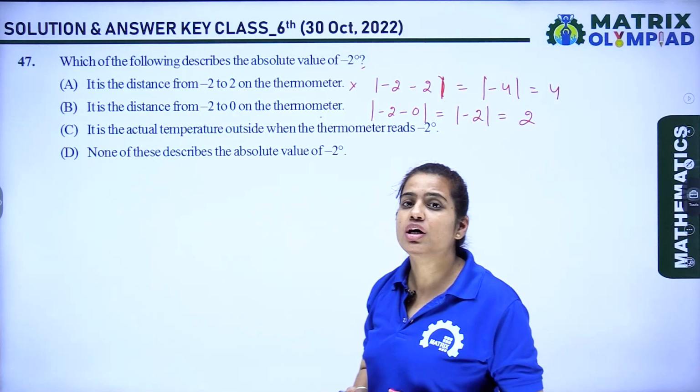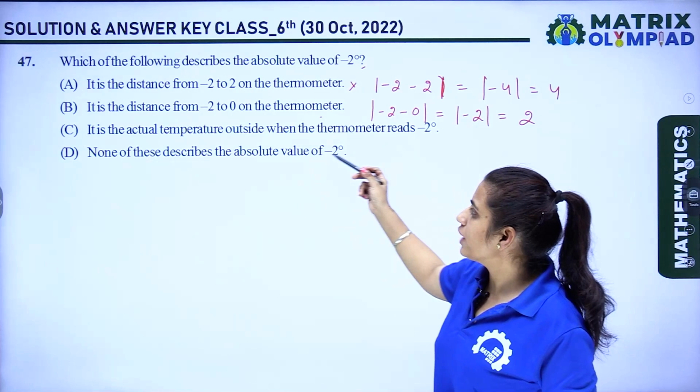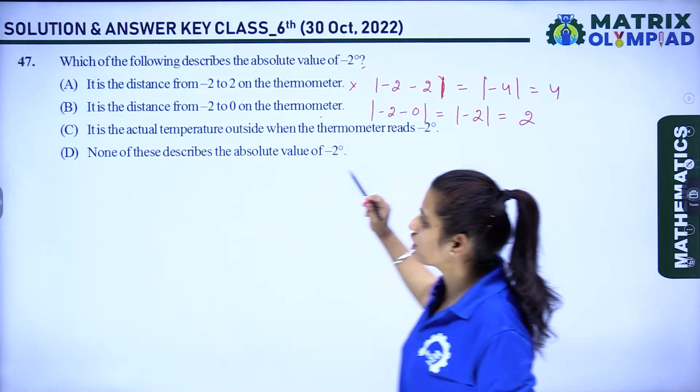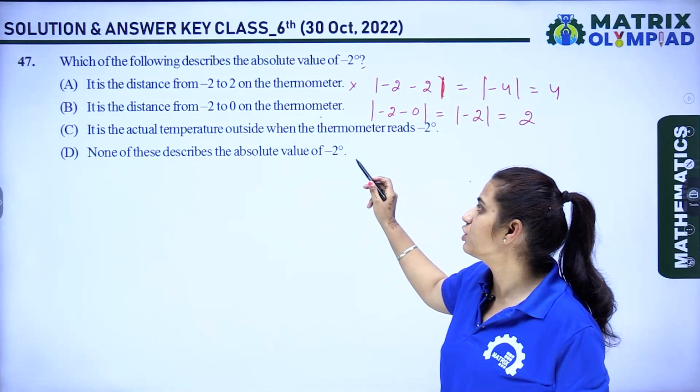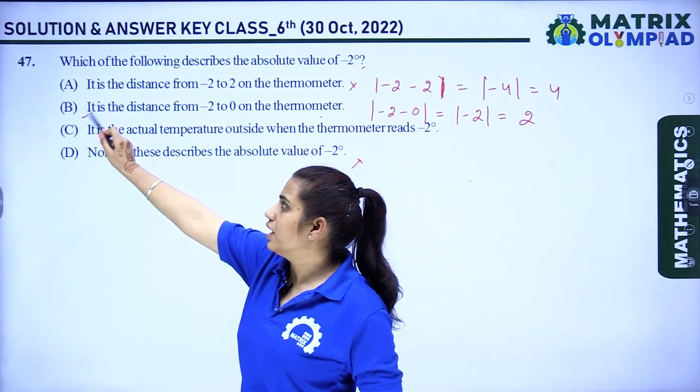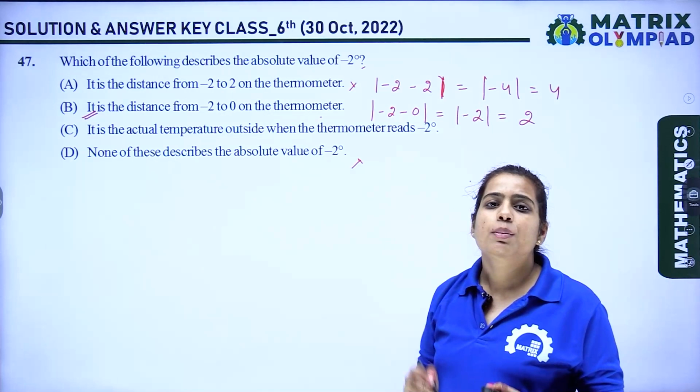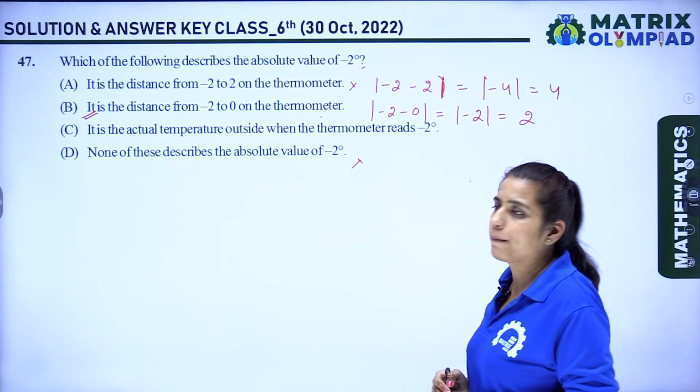The next option is, it is the actual temperature outside when the thermometer reads minus 2 degrees. This option is not correct. Now, the last option is, none of these describe the absolute value of minus 2. No, this is also not correct. So, option B is the correct answer, as the absolute value of negative 2 degrees is positive 2 degrees. That is in option B. So, option B is the correct answer.